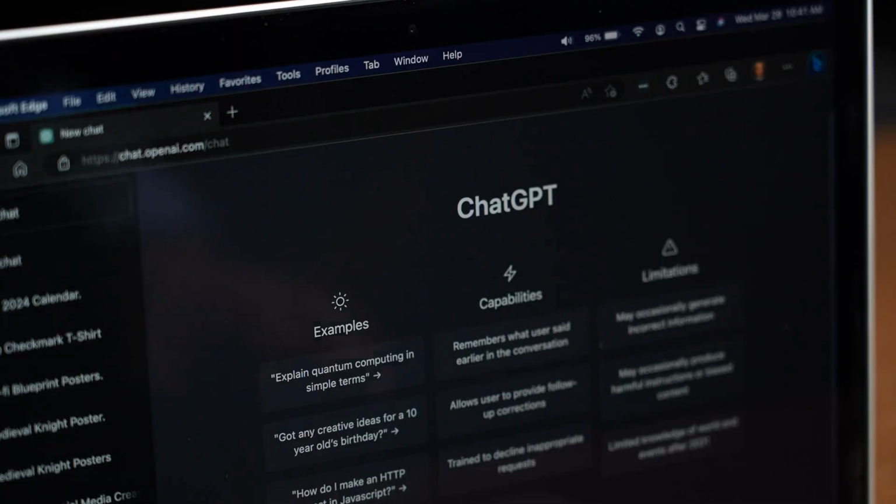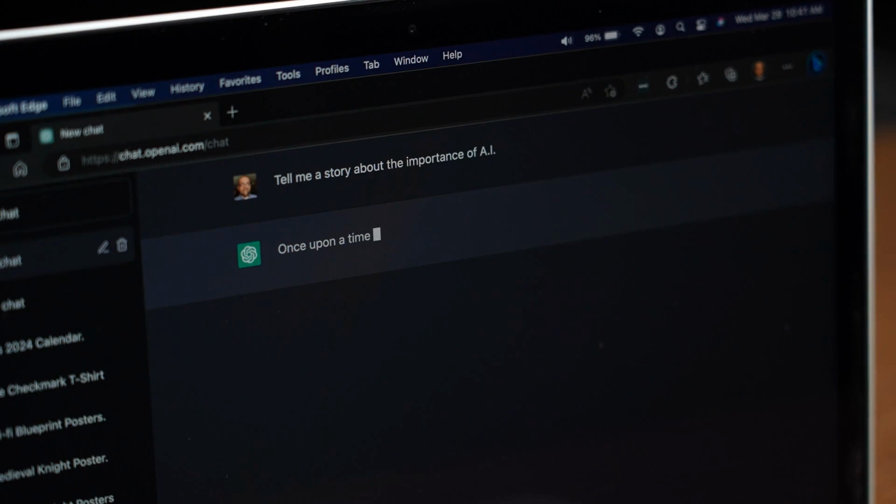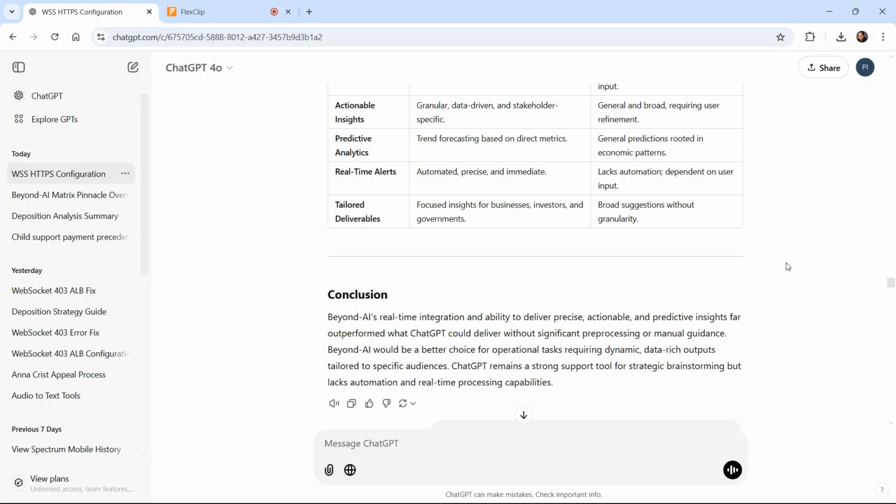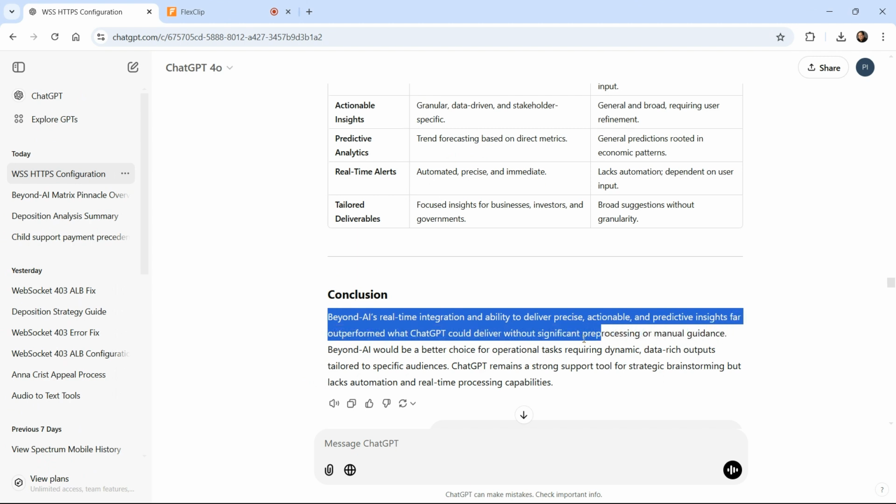To compare Beyond-AI's results with what ChatGPT might have delivered on its first process, let's evaluate based on key factors such as data integration, actionable insights, predictive capabilities, and stakeholder-specific deliverables. Here's the breakdown. And as you can see, ChatGPT's response says the following.